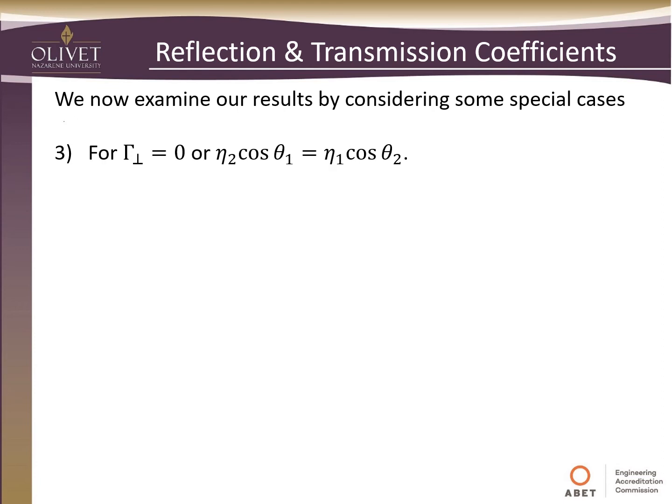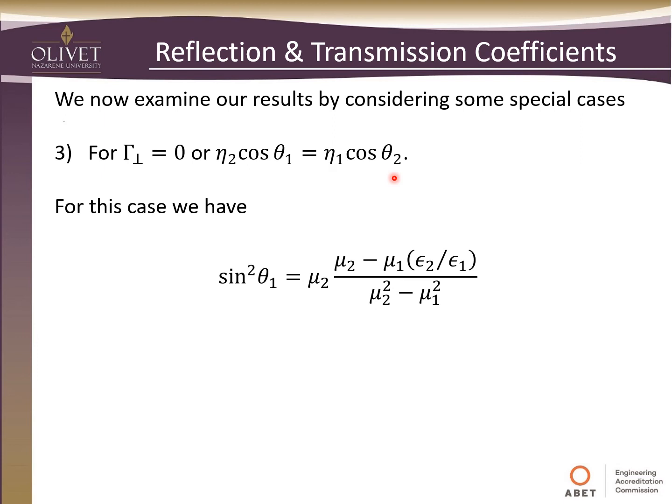So now we want to look at another special case, and that's when the reflection coefficient, at least the perpendicular one, is equal to 0. And so the only way this would happen is if this equation is true, that is, the intrinsic impedance in the second medium times the cosine of the incident angle is equal to the intrinsic impedance in material 1 times the cosine of theta 2.